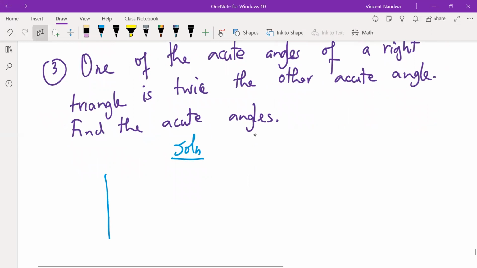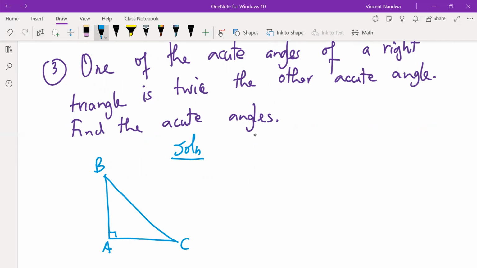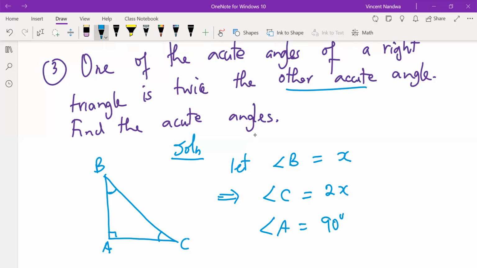So we have a right angle triangle. Let's call it A, B, C. This is one of the acute angles, so let the angle at B be x. They're saying that one of the acute angles of a right angle triangle is twice the other acute angle. So this means the angle at C will be 2x, assuming that is the one that is larger than the angle at B. We know the angle at A is 90 degrees.